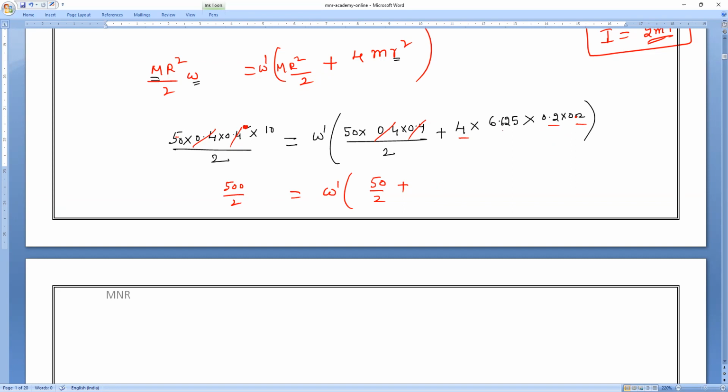Now this one you all can see. So 6.625 into 4 into 0.04. I want to simplify it. Is there any possibility? 0.265. So 6.625 into 0.04 is 0.265, into 4.